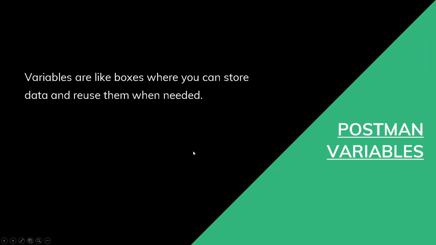Variables are like boxes where you can store data and reuse it when needed. For example, you can store data related to your request, like your base URL or your API key, or maybe some test data that you're using for your request, like username and password. You can store all of these values in a variable, give it a name, and then reuse it throughout Postman.